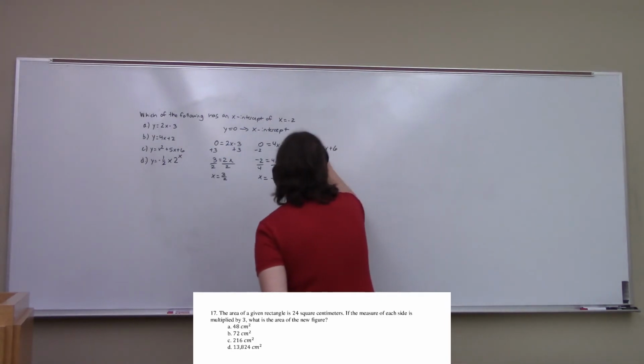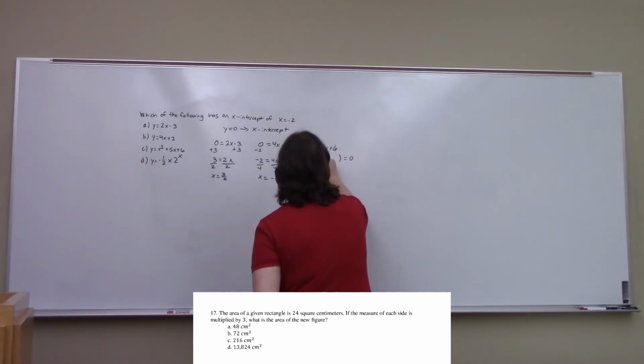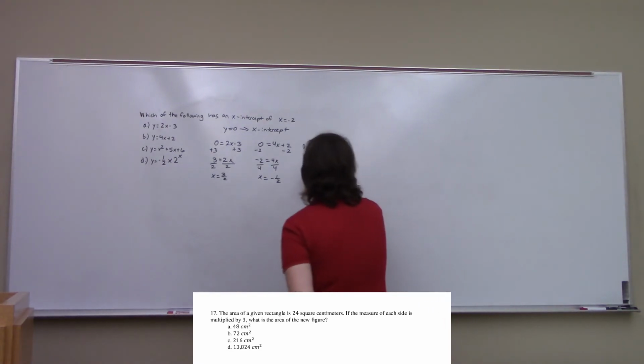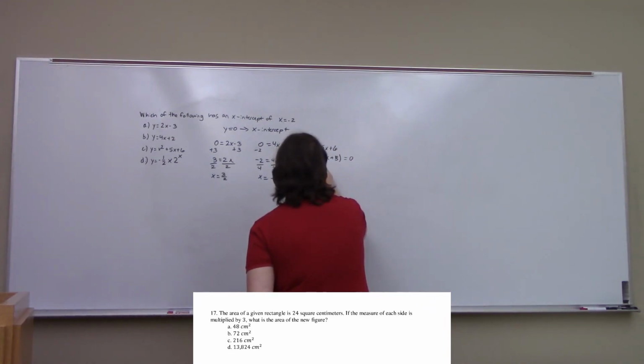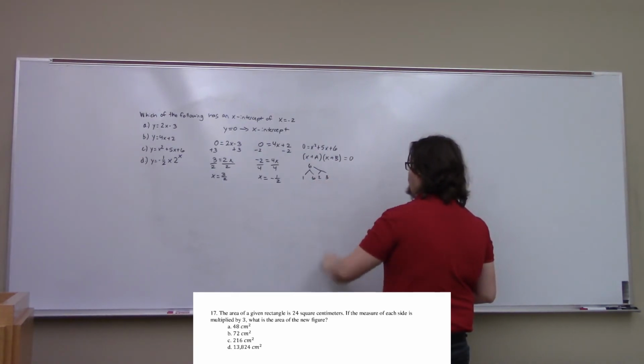So again, for factorization, we want to get a form that looks like x plus a times x plus b, where a and b are unknown. The next step is we look at 6, and we want to form a factorization tree. So 1 and 6, and 2 and 3. These are our two sets of possibilities, so it's either 1 and 6 or 2 and 3.